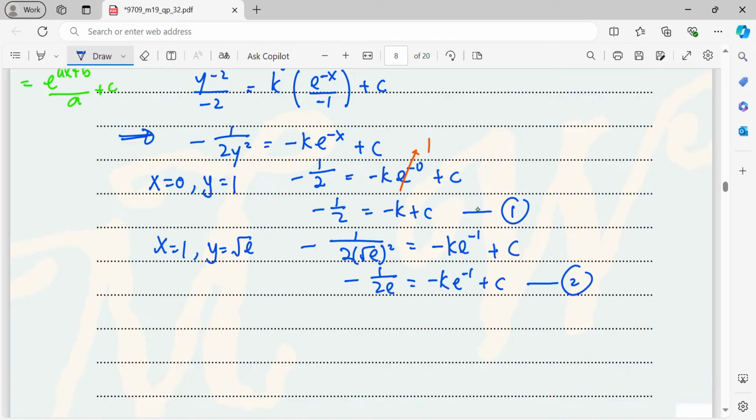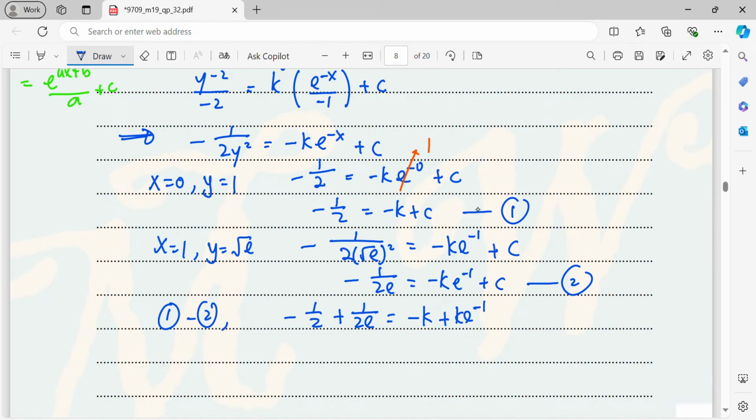So to solve these two equations, I will use the first equation minus the second equation to eliminate the c, because both also have plus c. So first minus second, I will be getting negative half minus 1 over 2e, that is plus 1 over 2e, then equals minus k minus k e power negative 1, that is plus k e power negative 1.